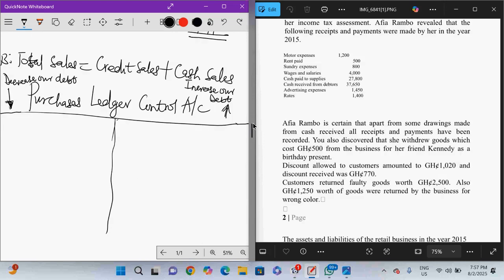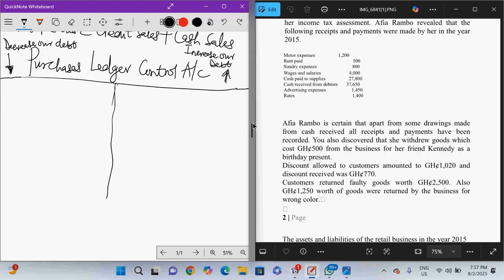Now, some people when they are teaching, they just teach you to chew it that this item is on the debit side and this one is on the credit side, and when you come to the sales, just opposite. But it's better you understand that any item that decreases our debt, you analyze the item.